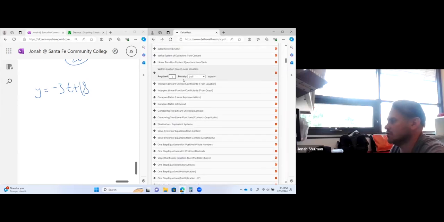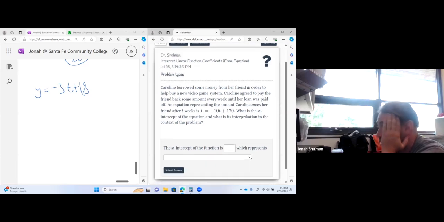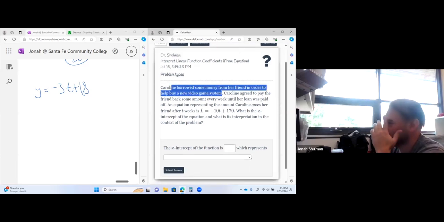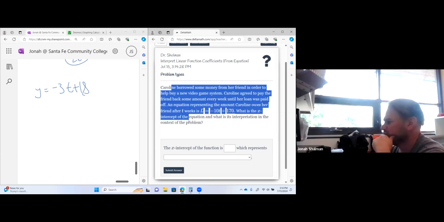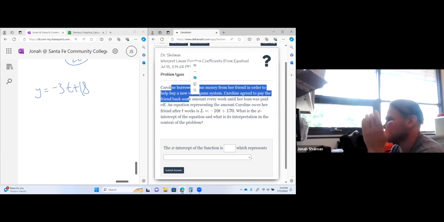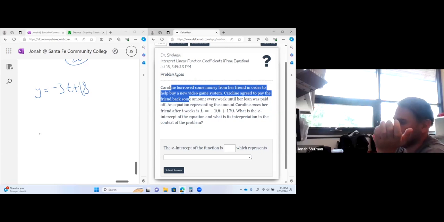Let's keep on trucking. All right, so now we've got some coefficients. It should be harder. Caroline borrowed some money from her friend in order to help buy a new video game system. Caroline agreed to pay the friend back some amount every week until her loan was paid off. An equation represents this. What is the x-intercept of the equation? Okay, and what is the interpretation in context? This is a lot going on.